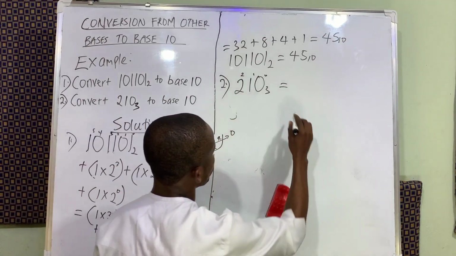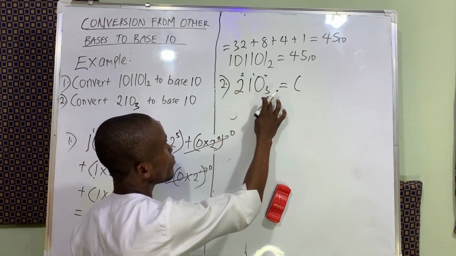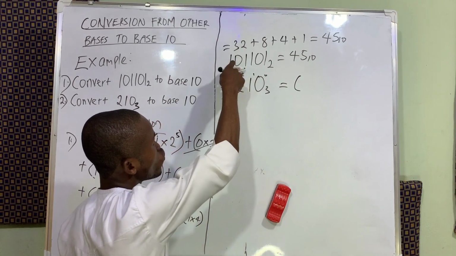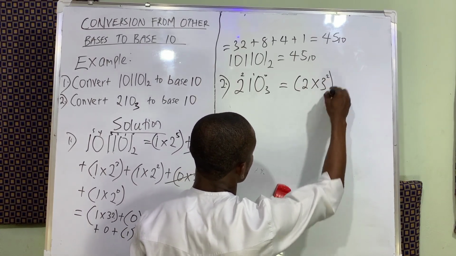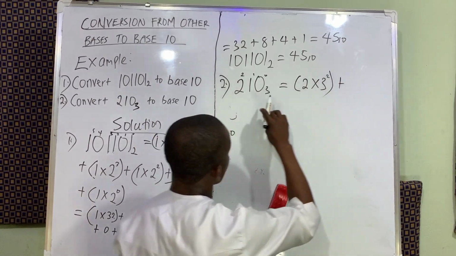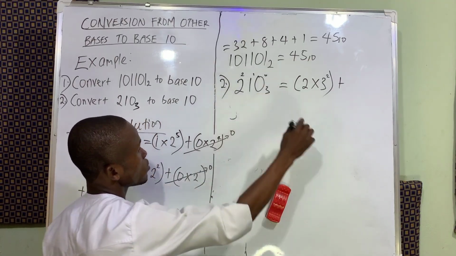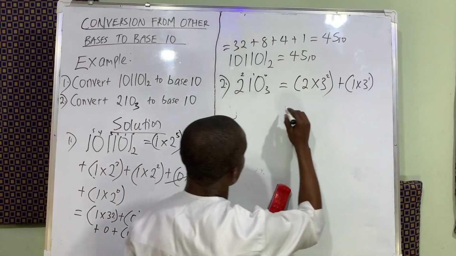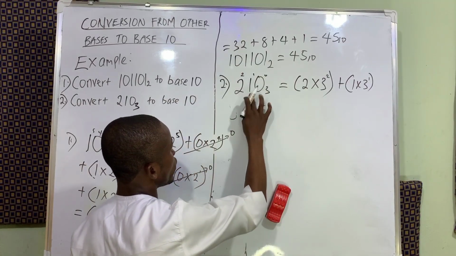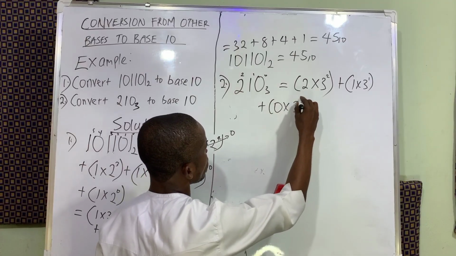So at this point, this equals, the first number here is 2. 2 multiplied by the base 3, raised to the power 2. That becomes 2 times 3 to the power of 2, plus the next number, which is 1. 1 times the base raised to the power. That means 1 times 3 to the power of 1, plus the last number, which is 0. So that means 0 times 3 to the power of 0.